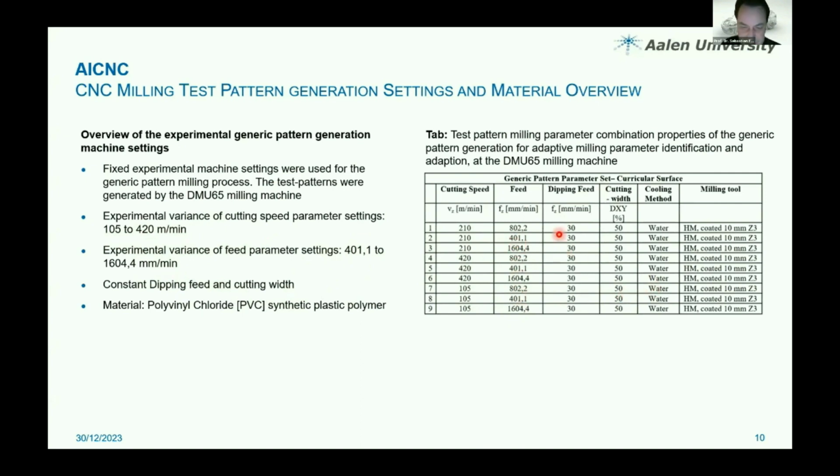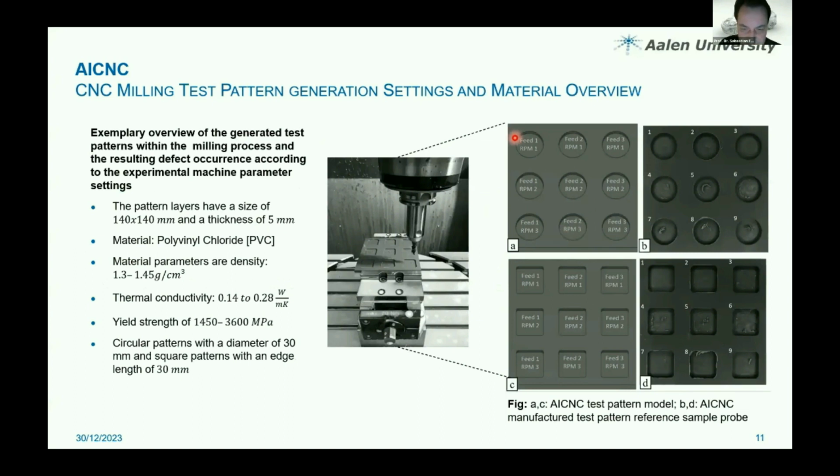After we did this, in these sample patterns you have the combination feed 1, RPM 1, feed 2, RPM 1, and so on and so on. We go through the parts, and we judge the surfaces. You see with your eyes already that there's some difference in the surfaces occurring due to the different machine parameter settings.